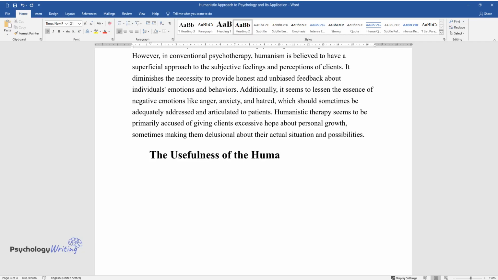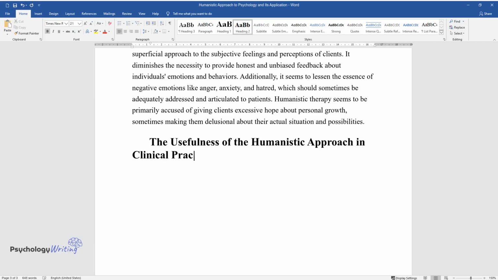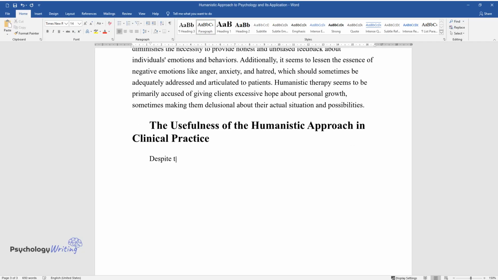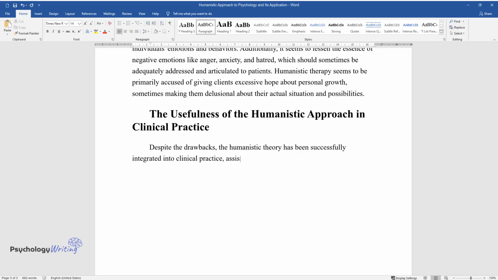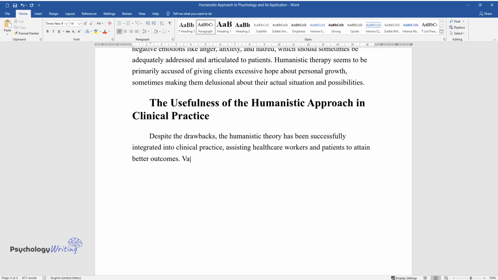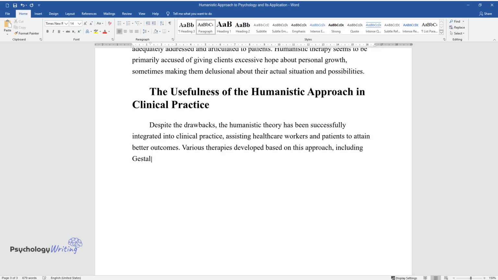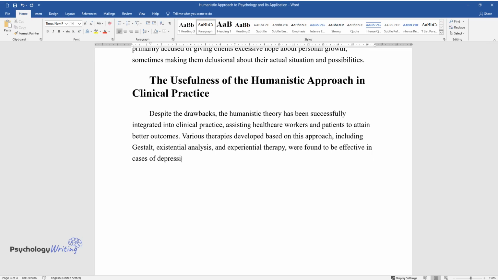The usefulness of the humanistic approach in clinical practice. Despite the drawbacks, the humanistic theory has been successfully integrated into clinical practice, assisting healthcare workers and patients to attain better outcomes. Various therapies developed based on this approach, including Gestalt, existential analysis, and experiential therapy, were found to be effective in cases of depression, anxiety, post-traumatic stress disorder, and relationship problems.